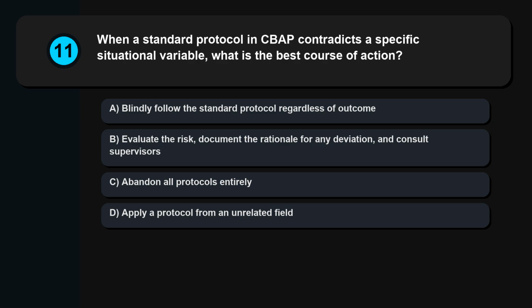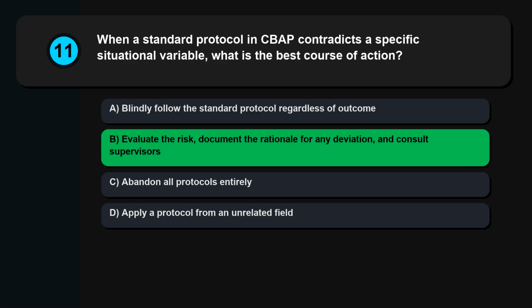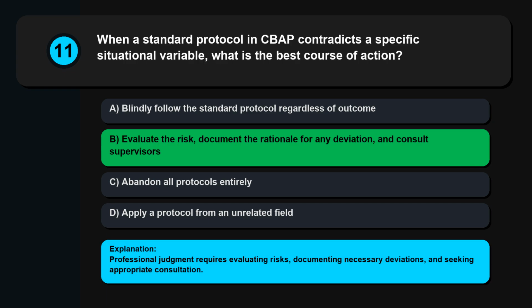Question 11. When a standard protocol in CBAP contradicts a specific situational variable, what is the best course of action? Blindly follow the standard protocol regardless of outcome. Evaluate the risk, document the rationale for any deviation, and consult supervisors. Abandon all protocols entirely. Apply a protocol from an unrelated field. Professional judgment requires evaluating risks, documenting necessary deviations, and seeking appropriate consultation.